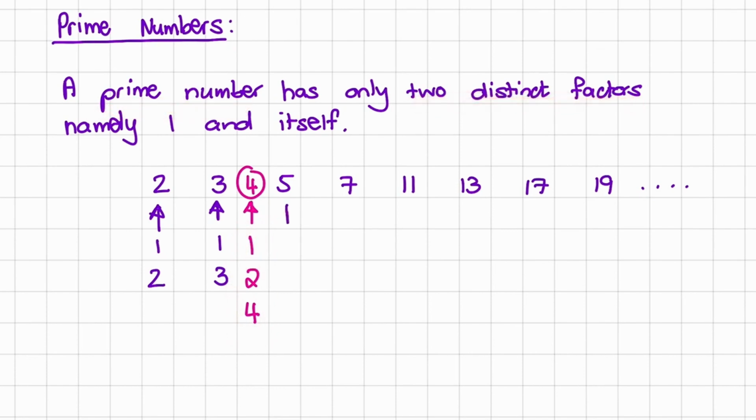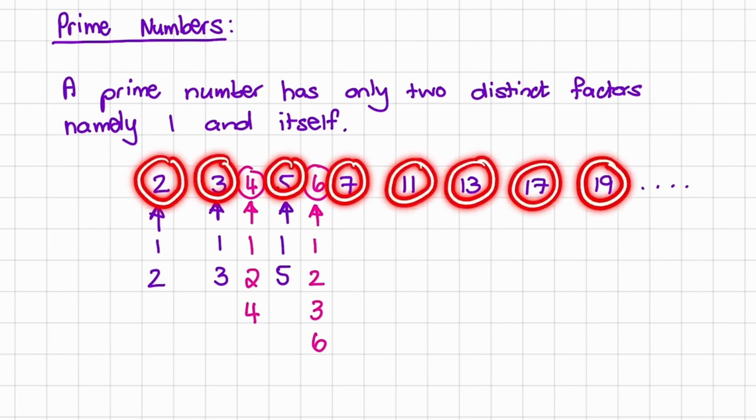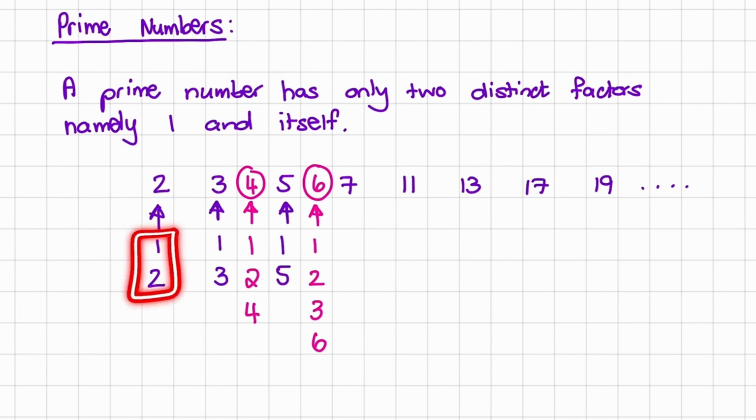Then next we have the number 5, and the numbers that can go into 5 are 1 and 5. And we skipped 6 because the numbers that can go into 6 are 1, 2, 3, and 6 itself. So it has more than 2 factors. So all of these values in the list, 2, 3, 5, 7, 11, 13, 17, and 19, only have 2 factors, 1 and itself.